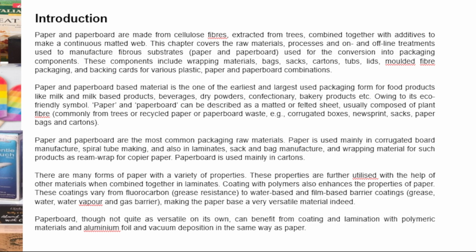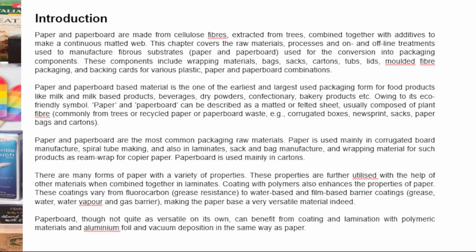Owing to its eco-friendly symbol, paper and paperboard can be described as a matted or felted sheet usually composed of plant fiber, commonly from trees or recycled paper or paperboard waste. Examples: corrugated boxes, newsprint, sacks, paper bags, and cartons. Paper and paperboard are the most common packaging raw materials. Paper is used mainly in corrugated board manufacture, spiral tube making, and also in laminates, sacks, and bag manufacture, and as wrapping material for such products as ream wrap for copier paper. Paperboard is used mainly in cartons.